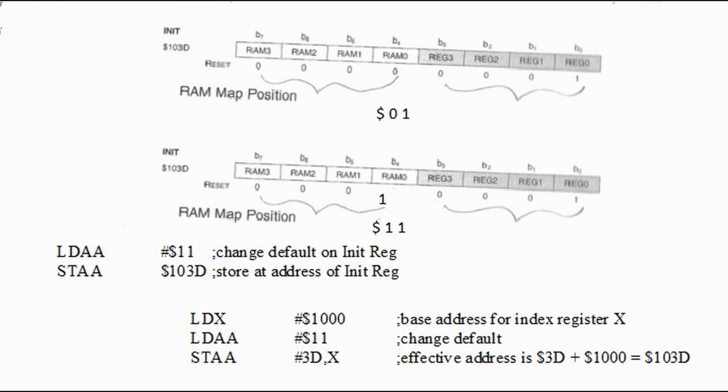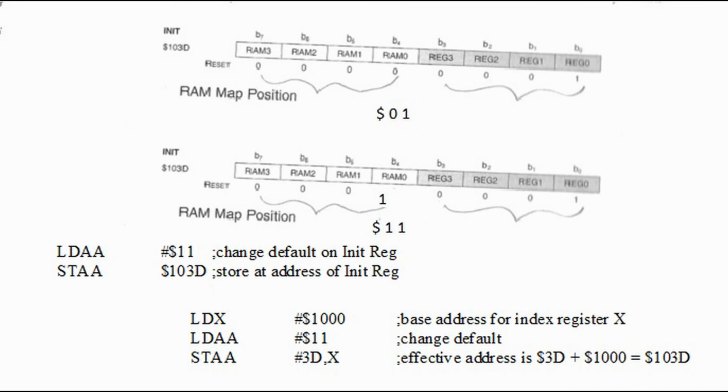Let's say we want to move the position of RAM to 4K page 1. That means that the bit pattern for the INIT register must be 11 in hexadecimal. We can write a short little program as shown. Load accumulator A immediately with 11. Store accumulator A at 103D. So we have changed the bit pattern from 01 to 11. And so with great ease, we were able to change the position of RAM.